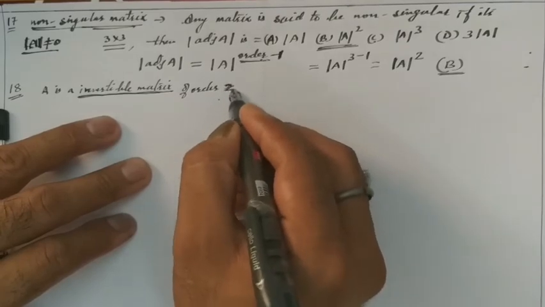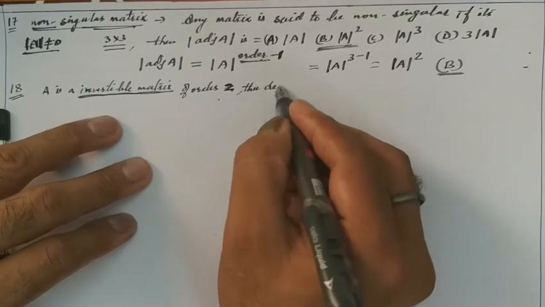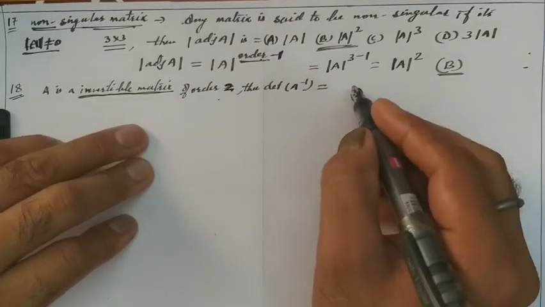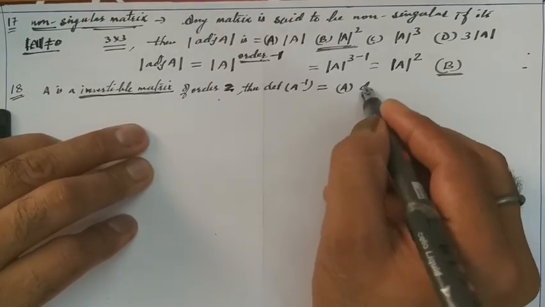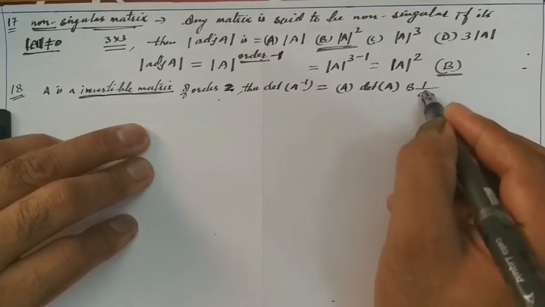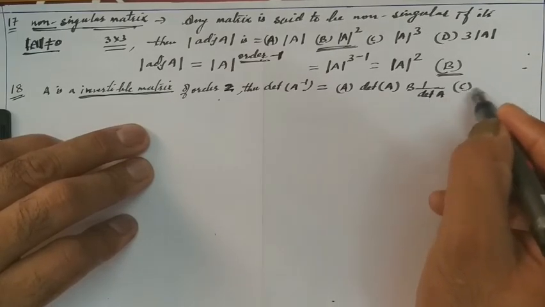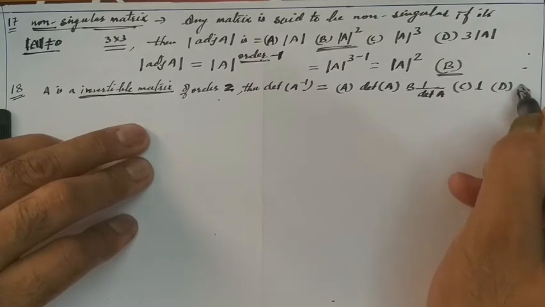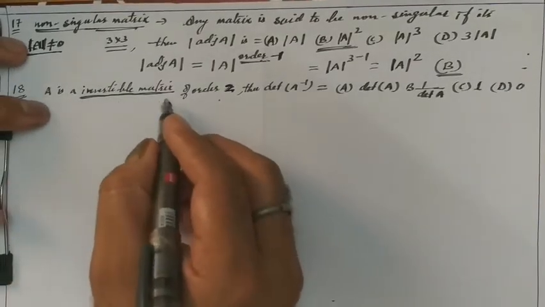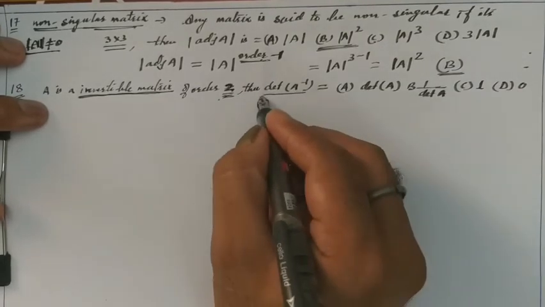Invertible matrix of order 2, then determinant of its inverse is equal to what? Option A is simply its determinant, option B is 1 upon determinant of its matrix, option C is 1, and option D is 0. We need to check. Now A is an invertible matrix of order 2. Then we have to find out the value of this.